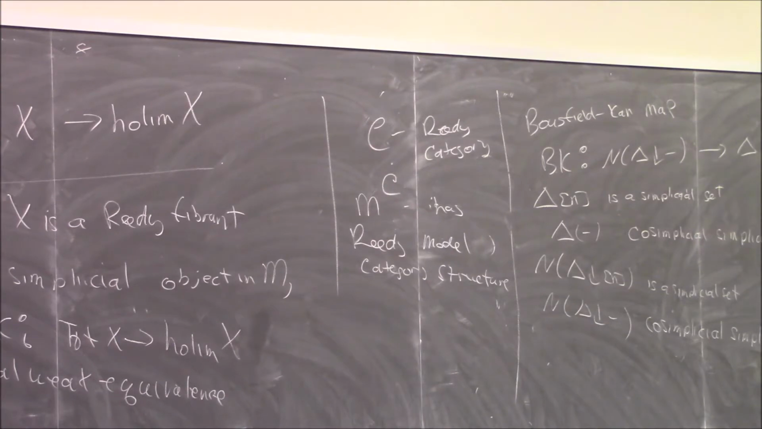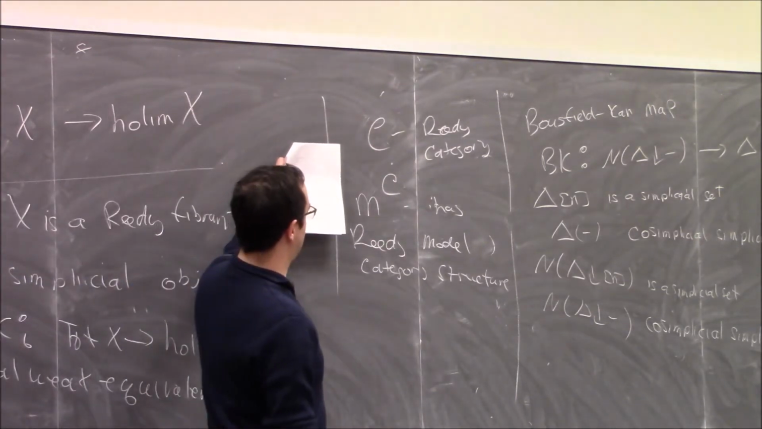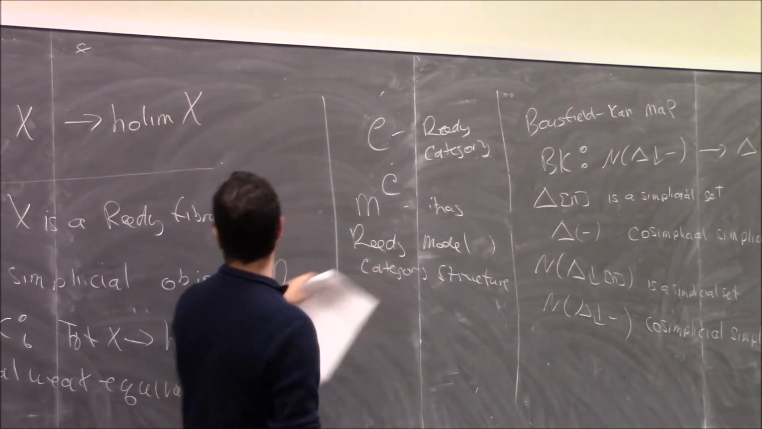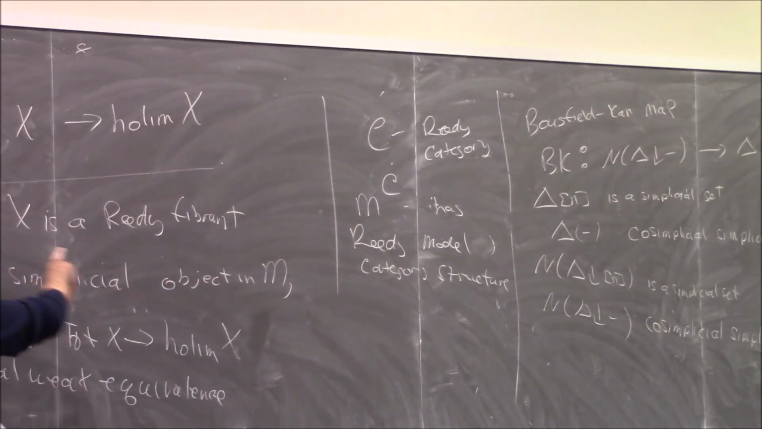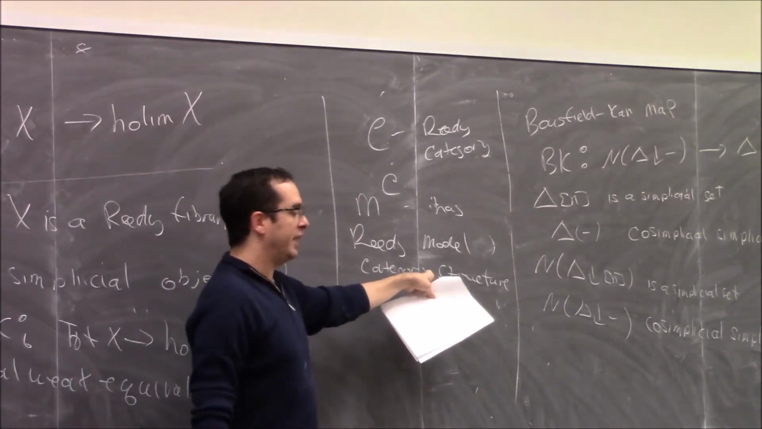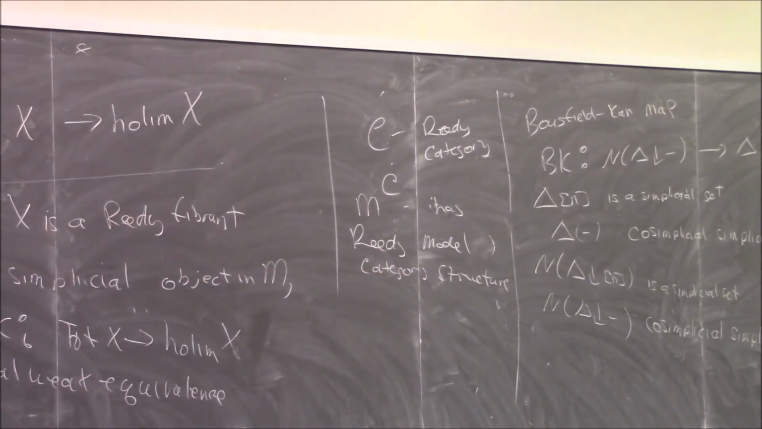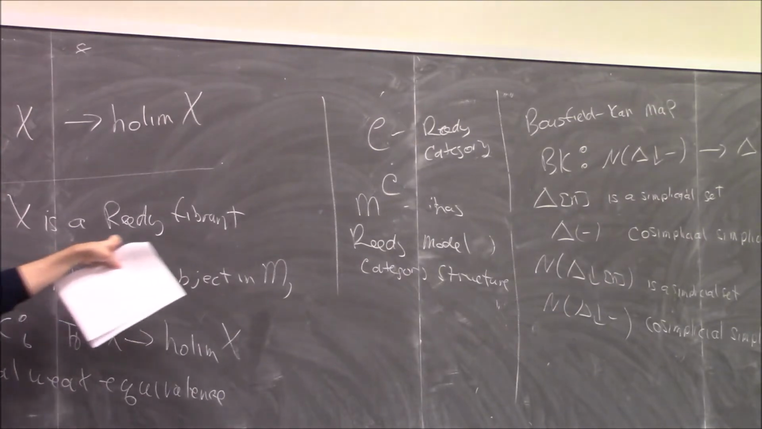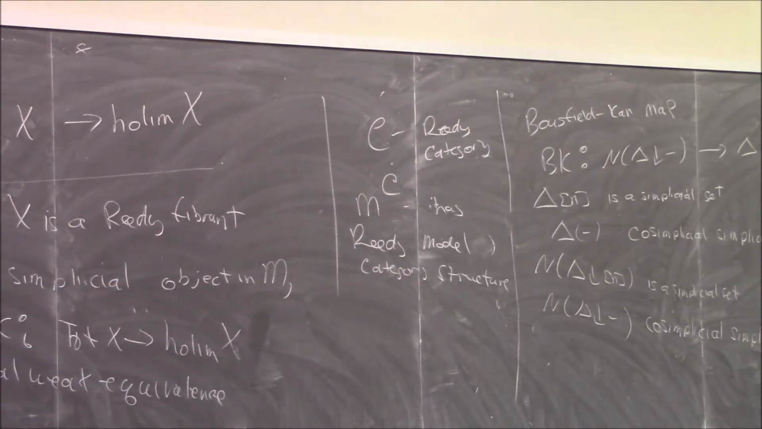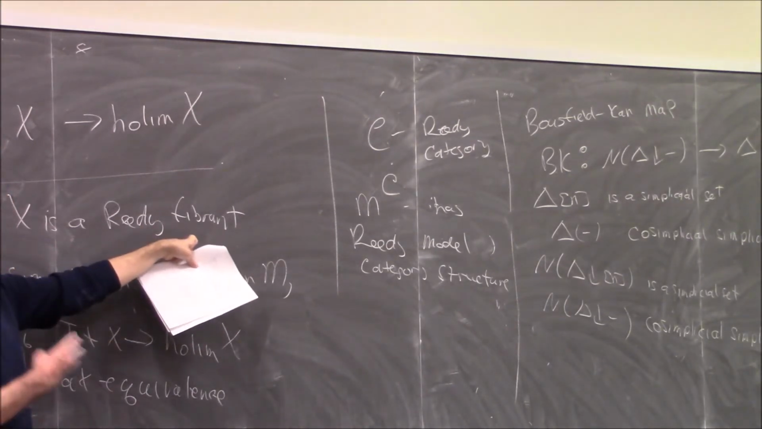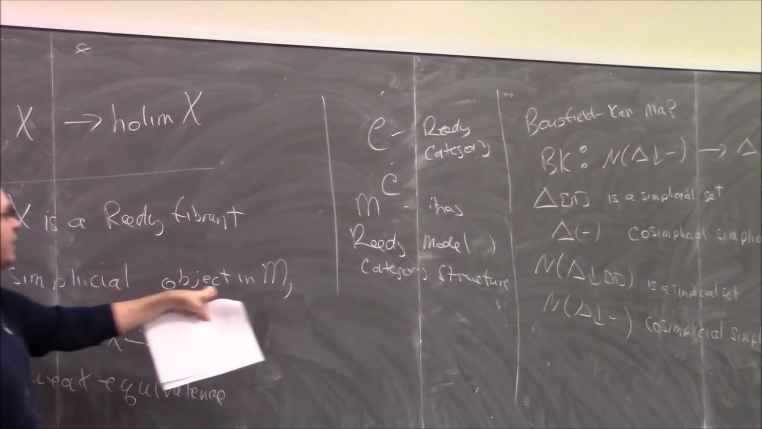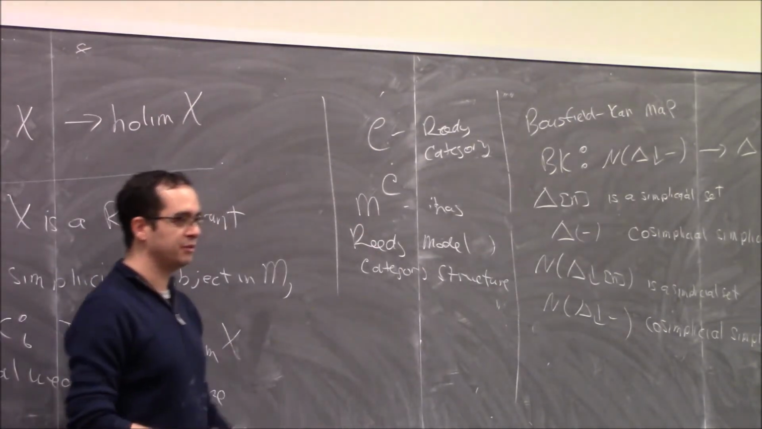Using this BK map. No, why did I say this? Oh, so this does have a Reedy model category structure, and then so I guess I just said that. Okay, so Reedy fibrant means it's a fibrant object with this model structure.